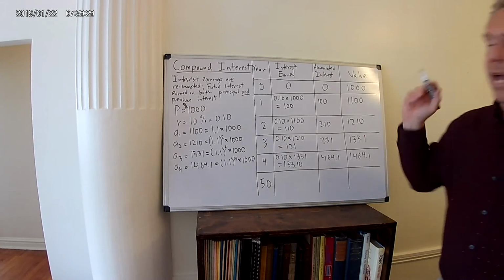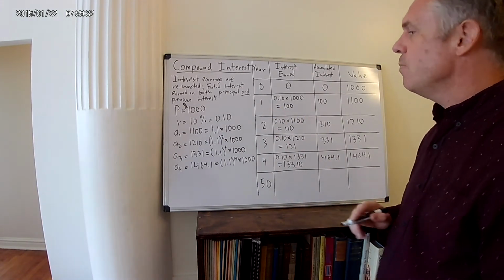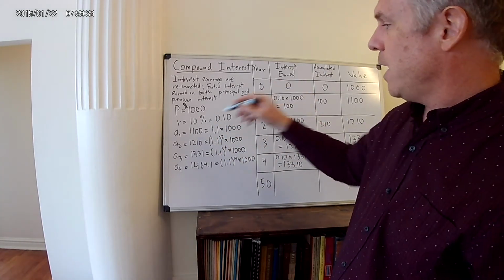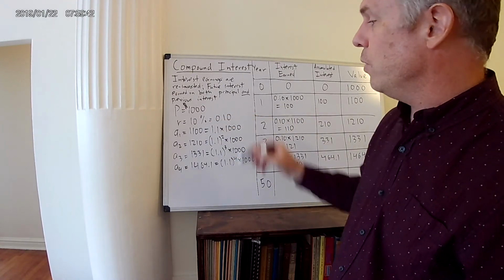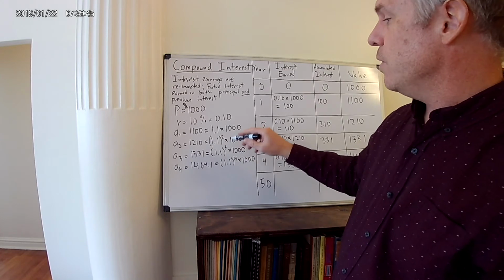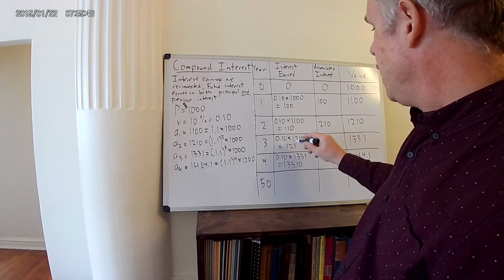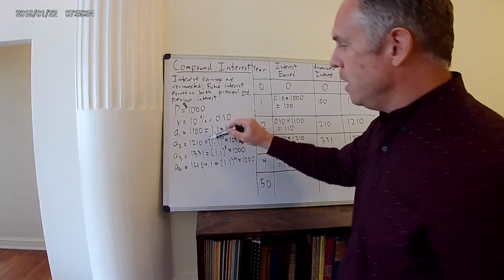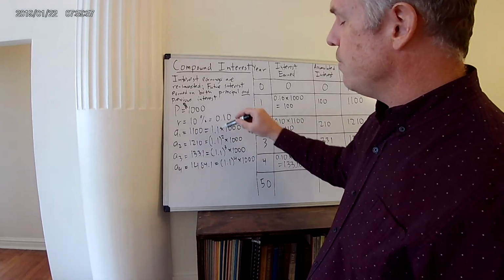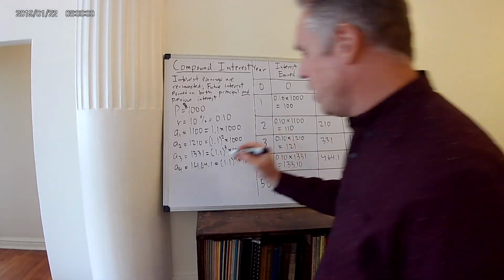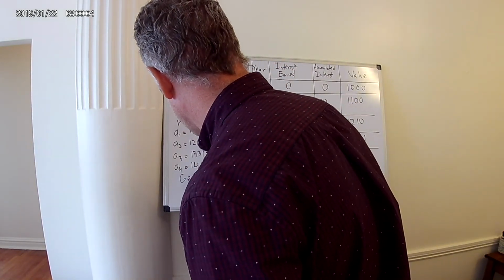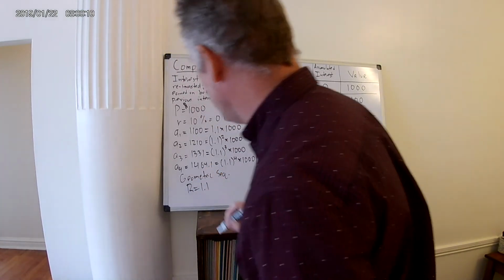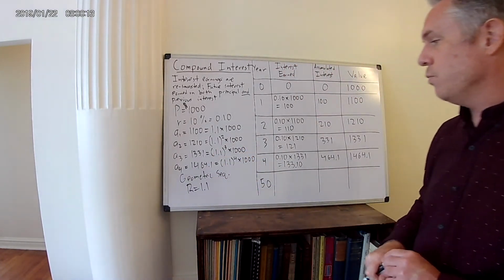Okay, now what is this? This is actually just a geometric sequence, okay? Because to get the next term, what I do is I multiply the previous term by a fixed amount. So to get A2, I multiply the previous term A1 by 1.1. To get A3, I multiply the previous term 1,210 by 1.1 to get 1,331. In other words, I'm taking the previous term and multiplying by 1.1 to get the next term. This is just a geometric sequence where my common ratio R is 1.1.